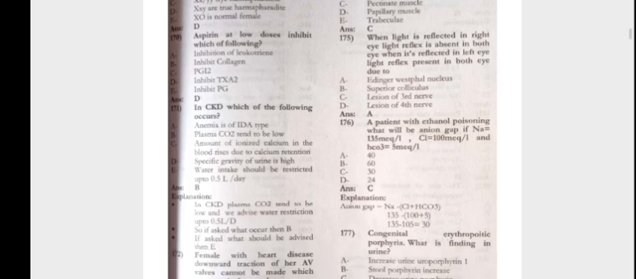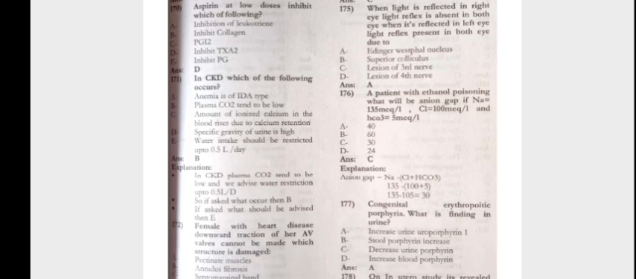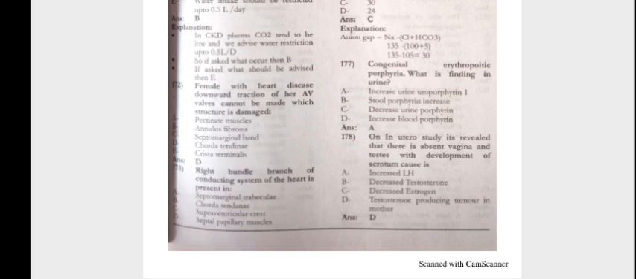Right atrium infarction involves which of the following? Pectinate muscle. When light is reflected in the right eye, light reflex is absent in both eyes. When it's reflected in the left eye, light reflex is present in both eyes due to the Edinger-Westphal nucleus. The patient with the ethanol poisoning, what will be the anion gap? If sodium is this, chloride this, and the bicarbonate this, that is the 30. The congenital erythropoietic porphyria, what is the finding in the urine?